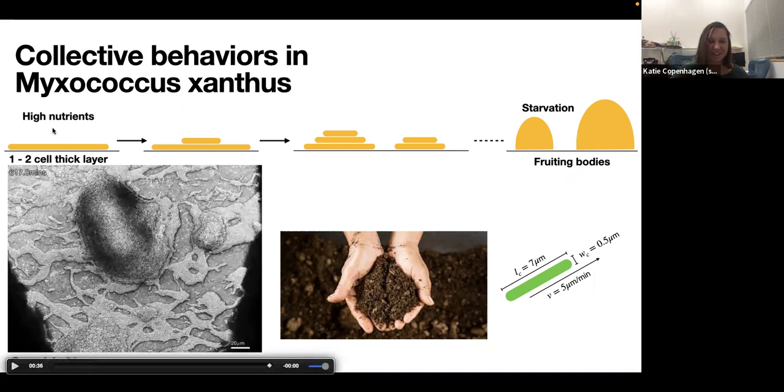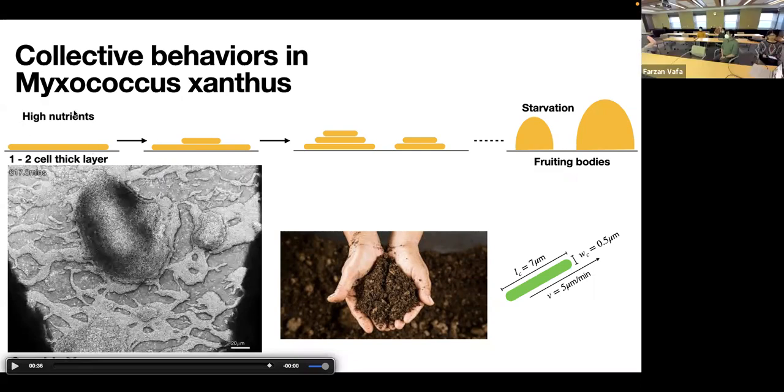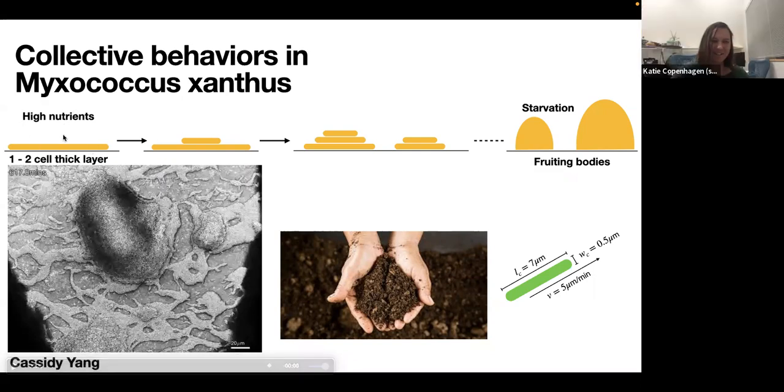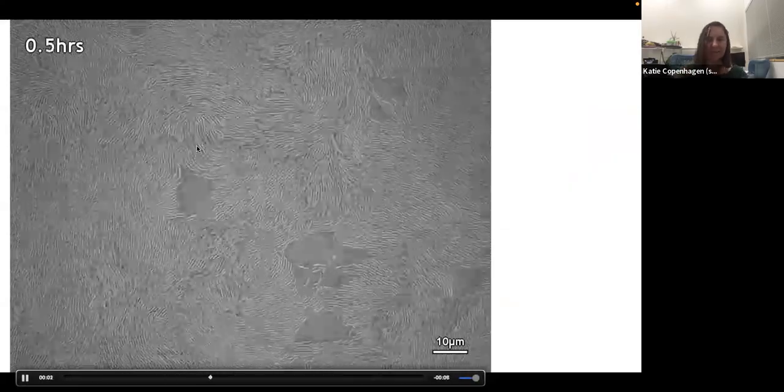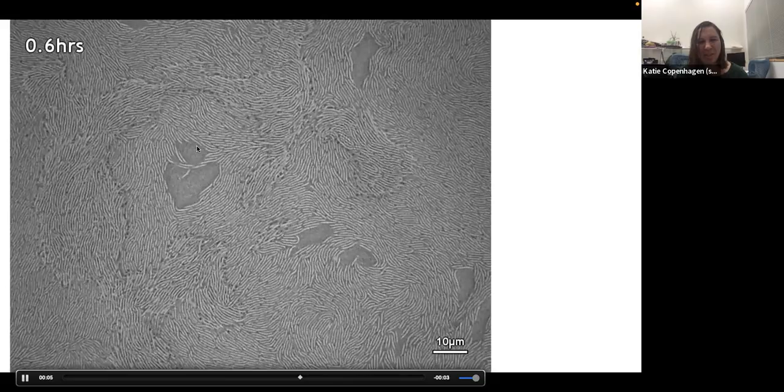So I'll just go to the next slide. Yeah, so I'm studying them in high nutrients and high density. So they get a monolayer that looks like this, or mostly monolayer. You have 1 or 2 layers.